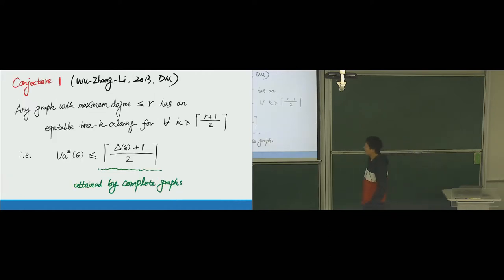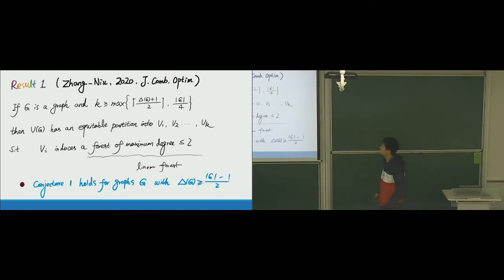For this covering, we have a conjecture. This conjecture says that any graph with maximum degree at most r has an equitable tree k covering for any k at least about half of r plus one. Of course, if this conjecture is right, this upper bound can be attained by the complete graph. So this is a conjecture, and now this conjecture is widely open. We just solved some special cases, for example, interval graphs and some other graphs. So today I will talk about this conjecture and give some partial proofs for this.